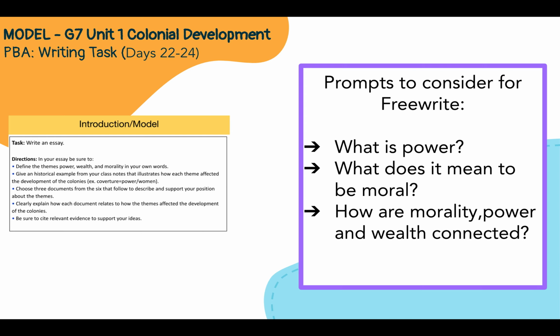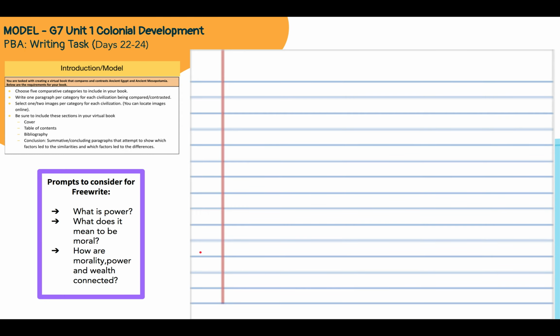In Unit 1, Colonial Development, we have a writing task, and your teacher might give you these prompts or different ones to help kick off your thinking about the elaboration and the details of this essay. The first one is, what is power? What does it mean to be moral? How are morality, power, and wealth connected? And these are all things that at one point or another you're going to have to explain or identify in your essay. So let's take a look at what a free write actually looks like in action.